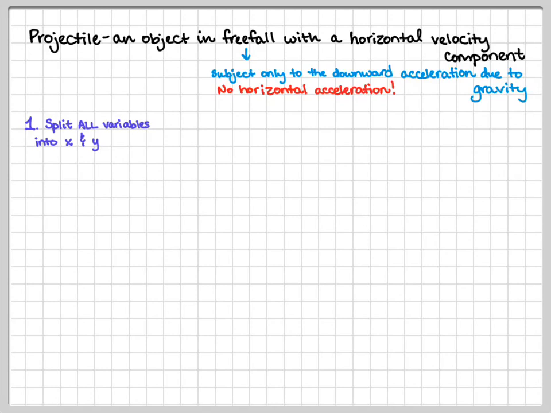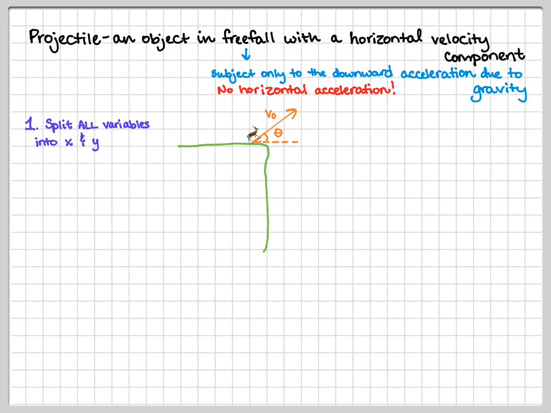What happens in the x direction doesn't affect what happens in the y direction, and what happens in the y direction doesn't affect what happens in the x direction. So whenever you are reading through a projectiles problem, as you are recording your givens and your unknowns, you want to make a little table and split your data into x and y.